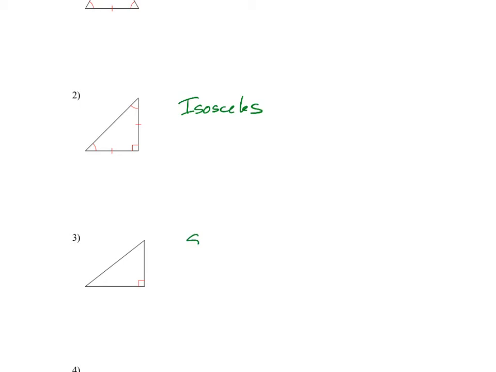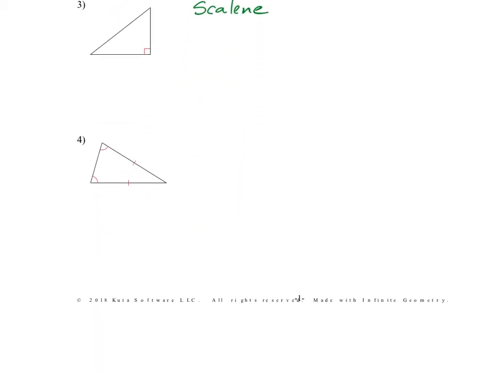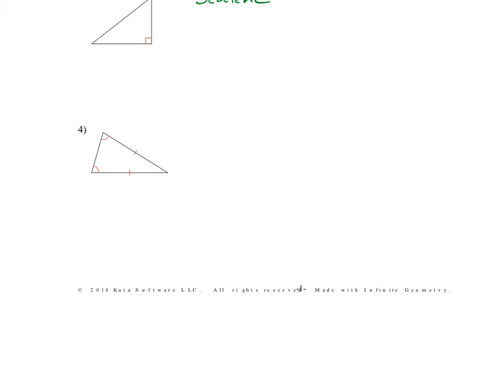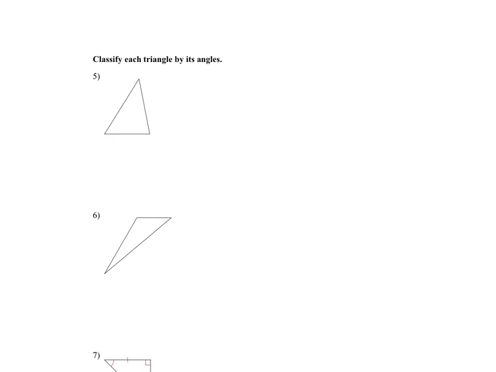Okay. Number three is scalene. Scalene, right? Because it doesn't have any congruent sides. And number four is, again, has two congruent sides, so this is an isosceles triangle. Okay, so in this one, we are looking to approximate that value, how it looks, right? So you can see this one, all those angles look like they are less than 90 degrees. So that means that this is an acute triangle.